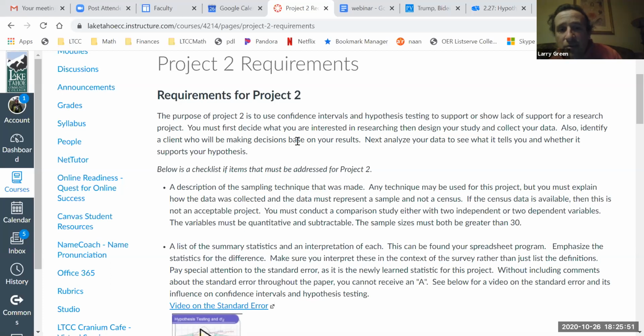The other thing with the project 2 that some people make mistakes on, if you can collect all of the data for the whole population, then you can't do it for project 2, because there's no reason to do a confidence interval or a hypothesis test if you can get the whole population. Any questions on that?